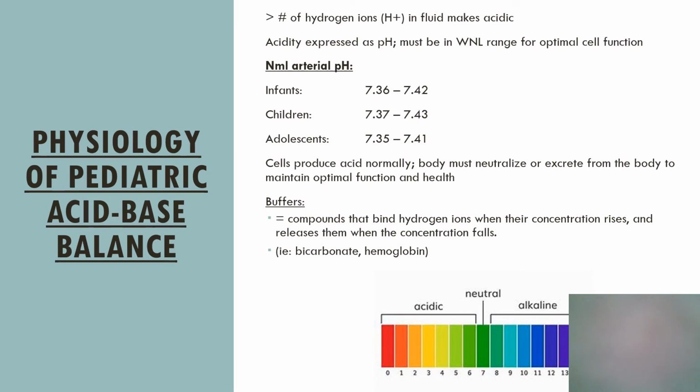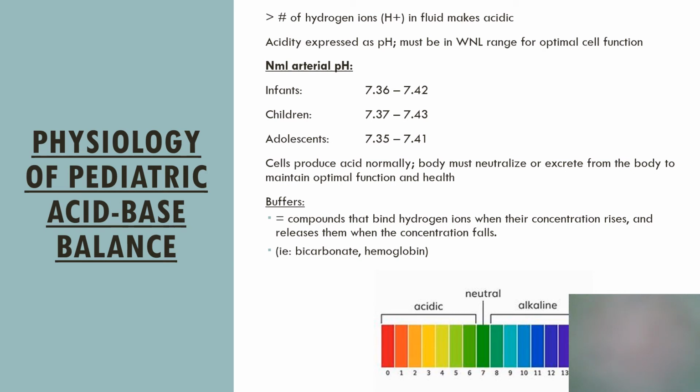So when we look at acid-base balance, as a quick review, hydrogen ions make up the acidic component. Acidity is expressed in pH, and when we draw lab values, blood pH, we are really measuring, in a sense, hydrogen ion presence. Our body needs to maintain a good pH in order to allow for optimal cell function and, in the end, optimal health.